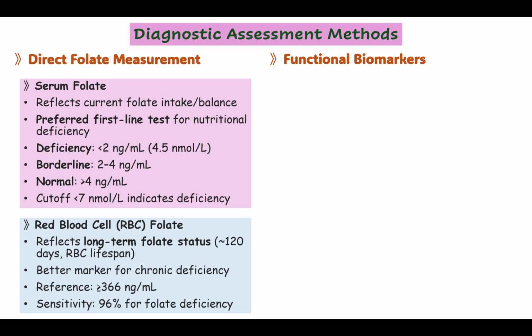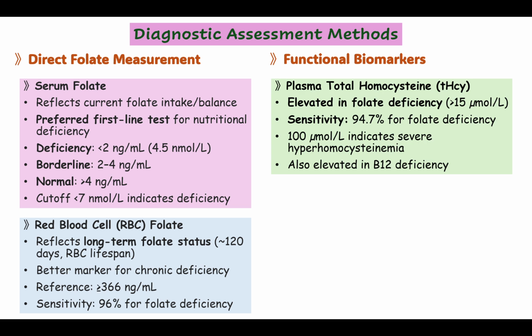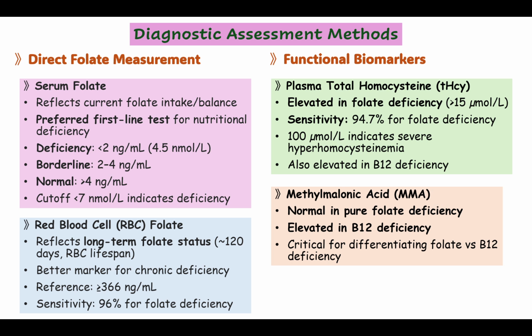folate deficiency. Among the functional biomarkers, plasma total homocysteine is elevated in folate deficiency, particularly above 15 micromoles per liter, with a listed sensitivity of 94.7%. A level of 100 micromoles per liter indicates severe hyperhomocysteinemia. However, homocysteine is also elevated in vitamin B12 deficiency. That is why methylmalonic acid is so important. It remains normal in pure folate deficiency but becomes elevated in B12 deficiency, making it critical for distinguishing between the two.